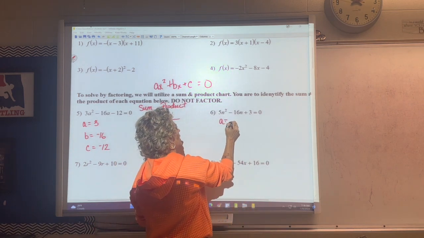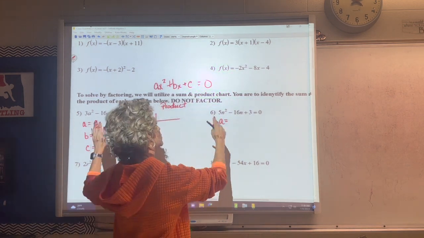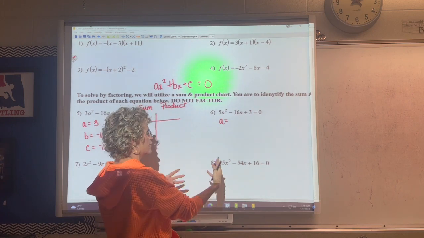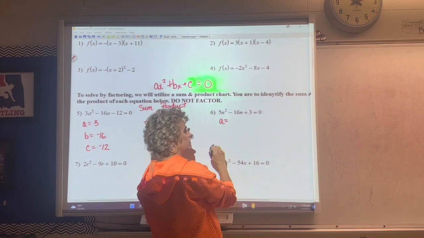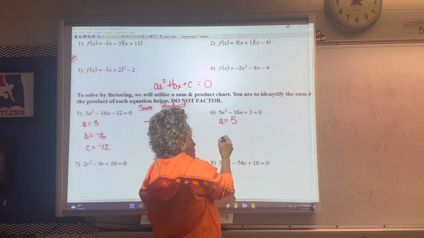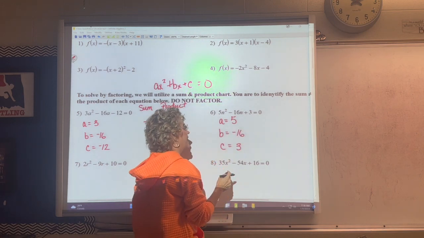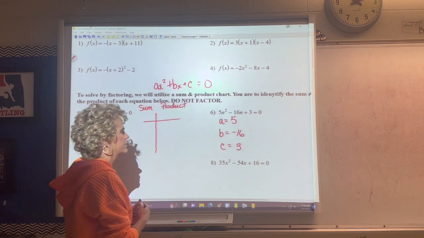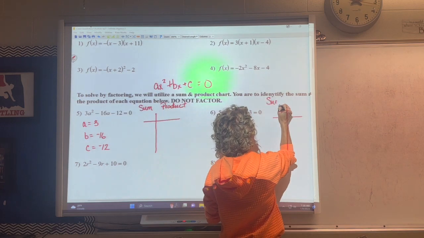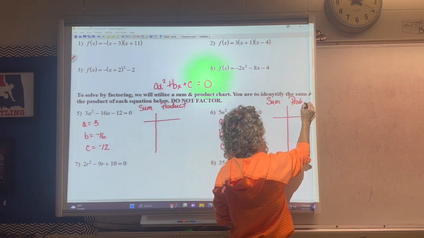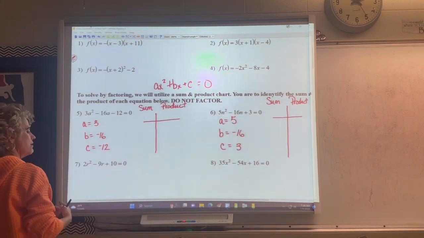A here is the coefficient of our quadratic term. And again, I made sure all of these were in proper form with one side equal to 0 first. If one side is not equal to 0, we have to make that happen. A is 5. B is going to be a negative 16, and C is a positive 3. Again, I want to emphasize we keep the signs with the numbers. We're going to have a sum and a product chart, and you're going to need to get used to doing this. We're going to do it for each one every single time.